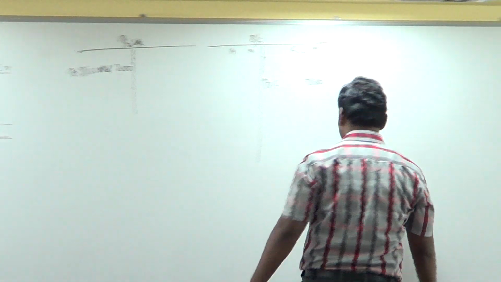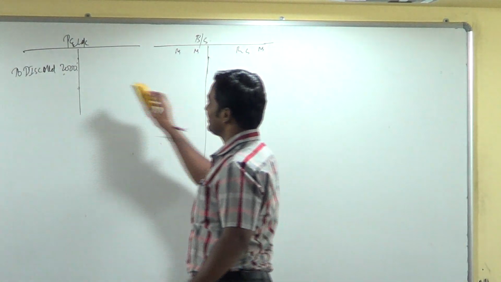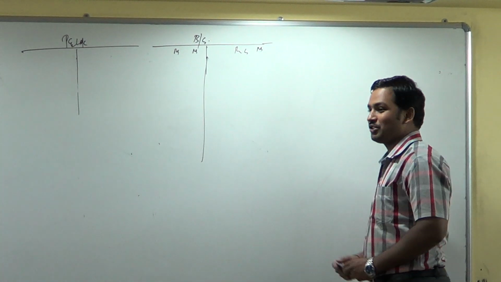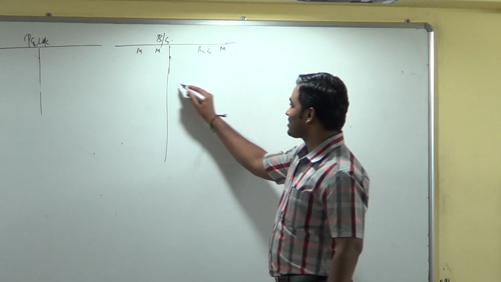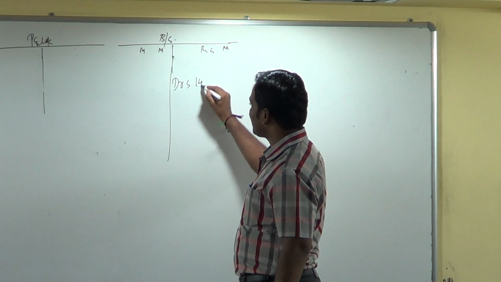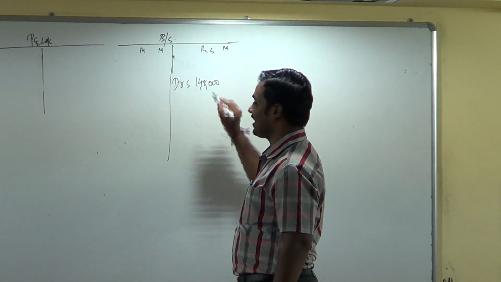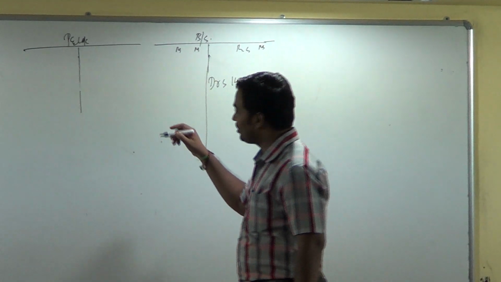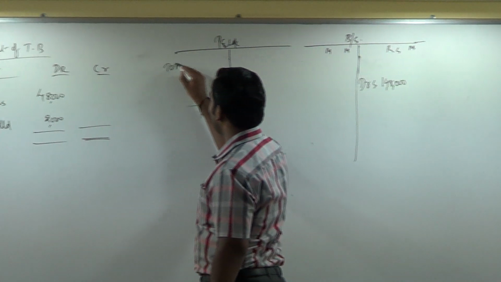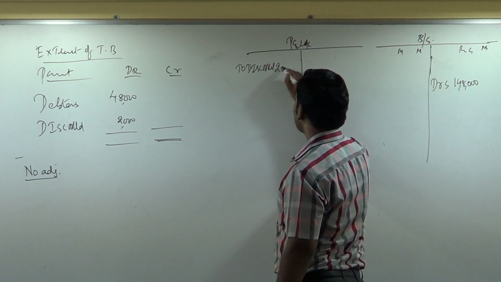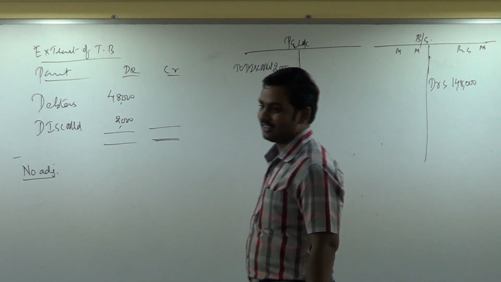I want to learn how to do treatment of discount allowed from you. So please help me out. Tell me, what should I write first? Debtors. Inner column, how much? 1,48,000. Next. Discount allowed. P&L account. Okay, discount allowed, inner column. How much? 2,000. Next, we have to pass entries.